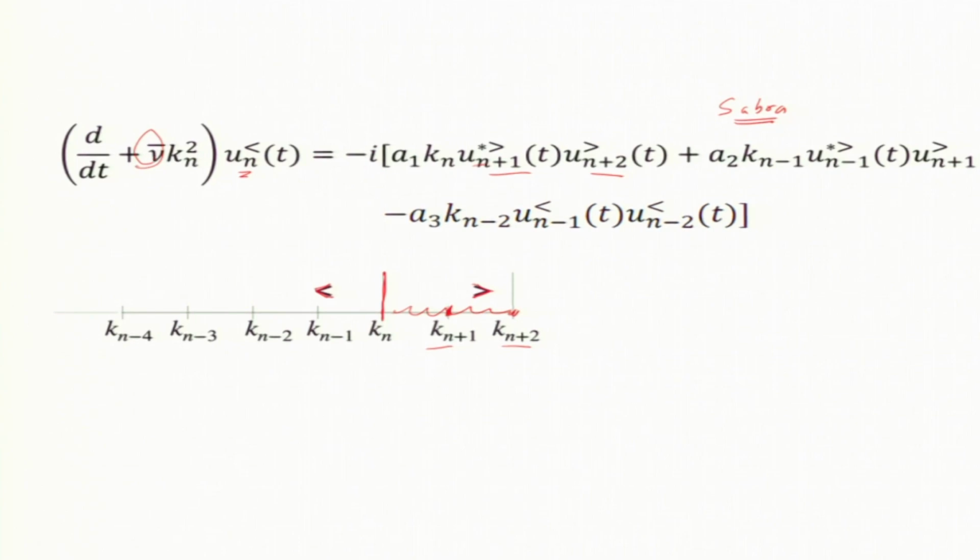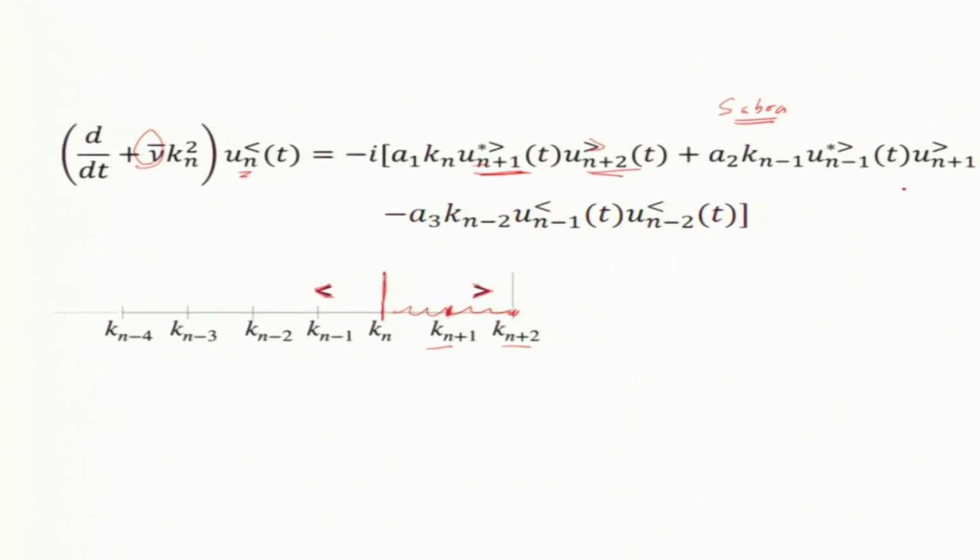Will it increase or decrease, or won't change? That is the idea. Okay. So we are going to divide some shells to greater and some to less. So which are the u_{n+1}? Is greater, right? This is the greater. u_{n+2} is also greater, this is greater.